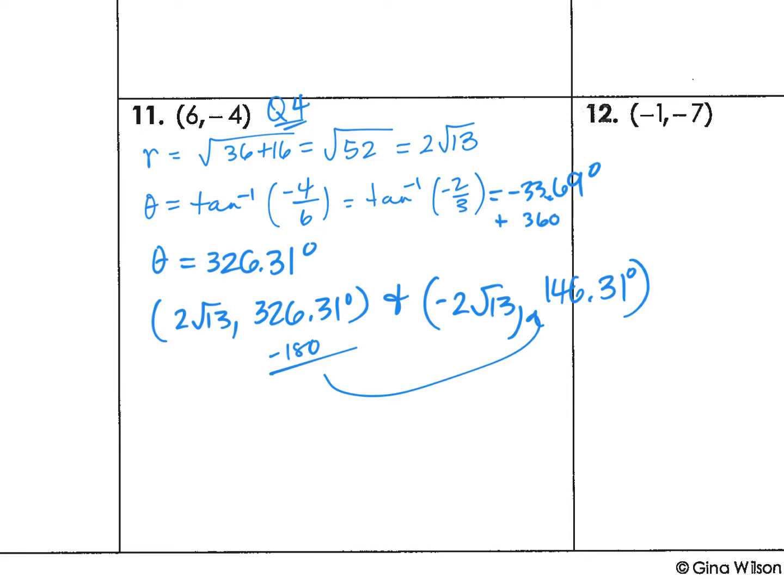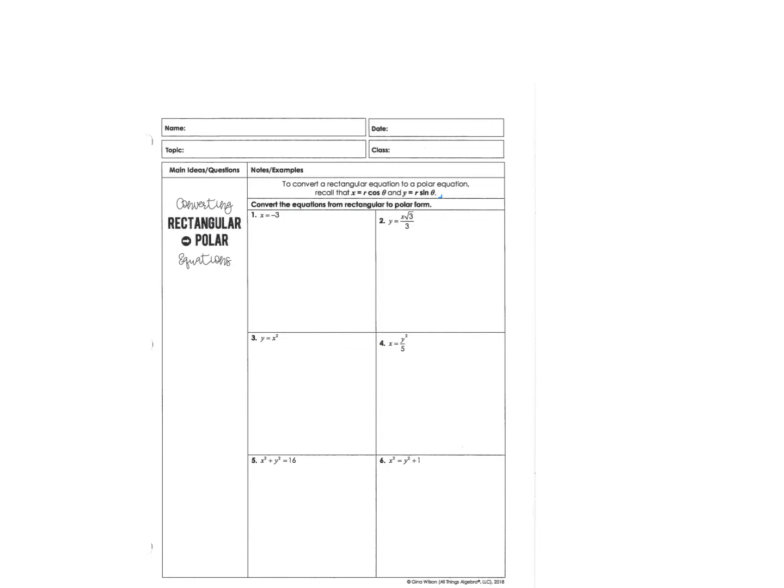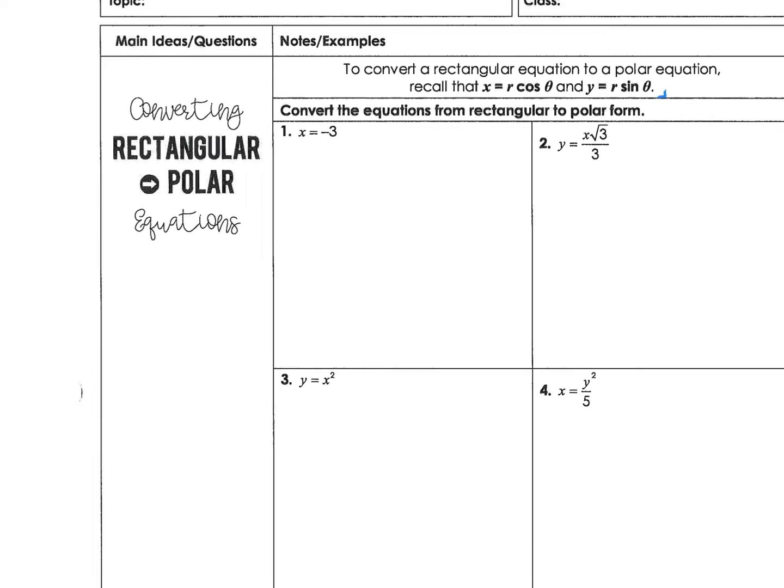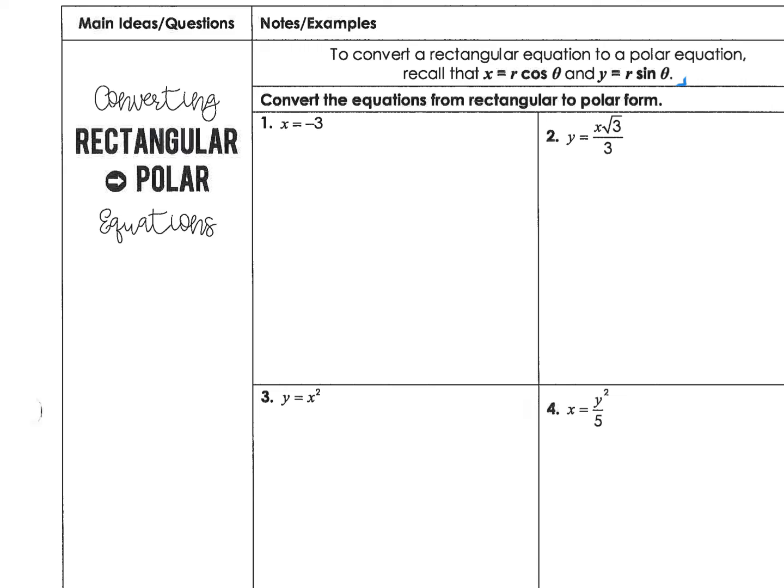How are we feeling about this? Pretty good? Pretty awful? You don't know? All right, so here we go. Converting rectangular to polar equations. This is equations now, not coordinates. Look what we have. We're going to use the same things we've been using.